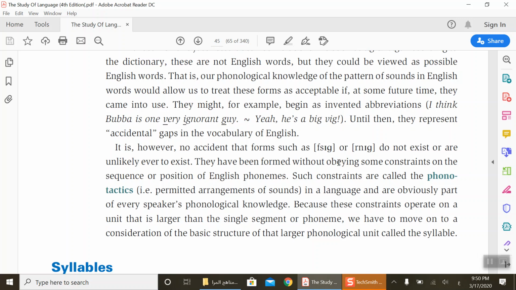These words violate or break the rules. They violate the constraints. They violate the phonotactic rules. We can put it this way: they break the phonotactic rules. We don't have these words. Okay, it's very important.